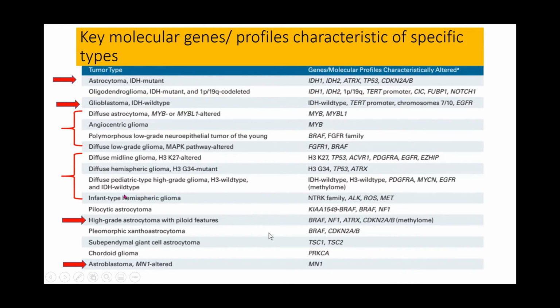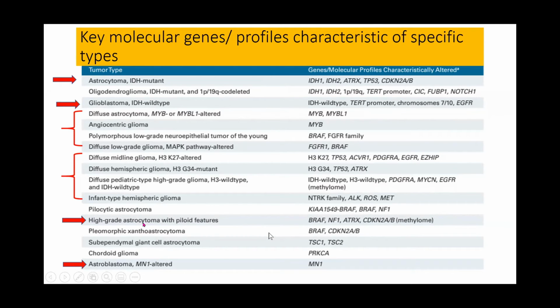Amongst the high-grade gliomas in pediatric age group, the molecular alterations that are important are in the midline gliomas, the H3 K27, in the hemispheric gliomas, the H3 G34, and in the high-grade gliomas, we do not show both of these, the histone modification or the IDH mutation. You just call it IDH wild type, H3 wild type, and then by methylome profiling, you also need to look for PDGFRA, MYCN, and EGFR.